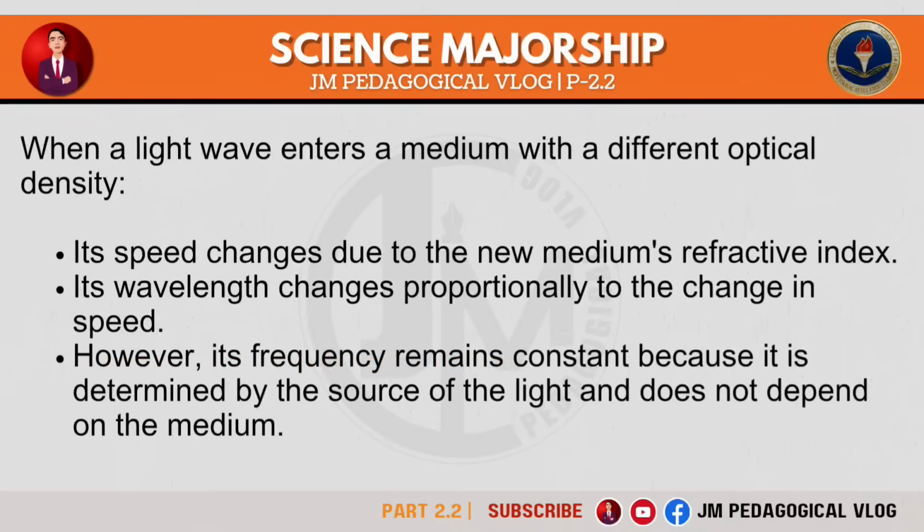When a light wave enters a medium with a different optical density, its speed changes due to the new medium's refractive index. Its wavelength changes proportionally to the change in speed. However, its frequency remains constant because it is determined by the source of the light and does not depend on the medium.